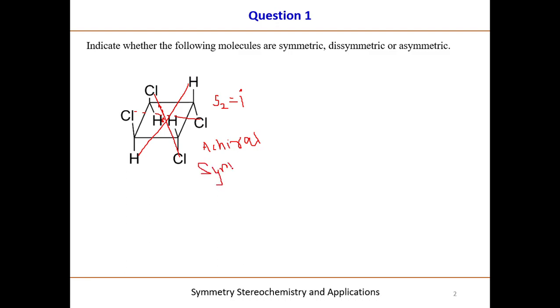Okay, I hope all of you get it. We will solve more examples. If we have a center of inversion i, that is, an S2 axis, then we don't need to check for superimposable mirror images. That means we don't have to draw any mirror images if we find an Sn axis or i present in the molecule. Okay.